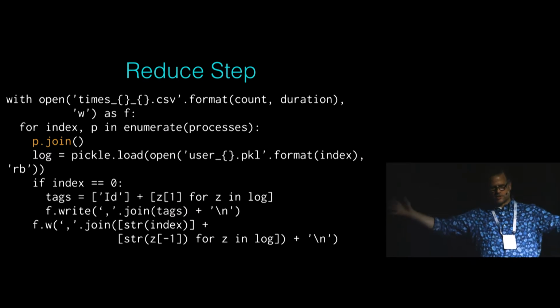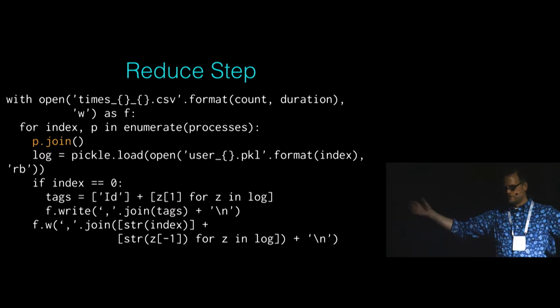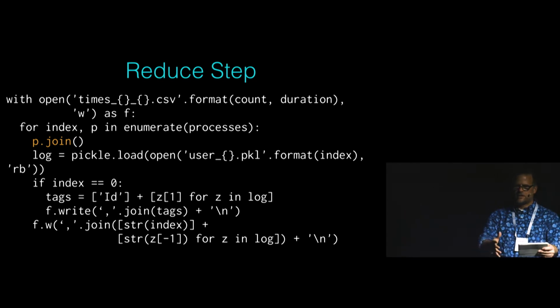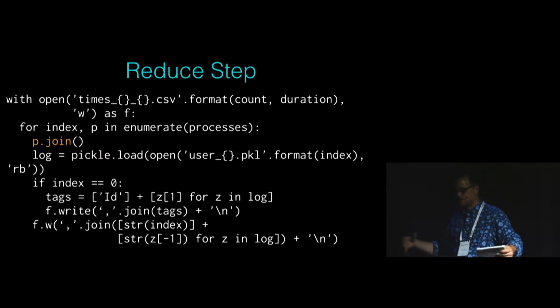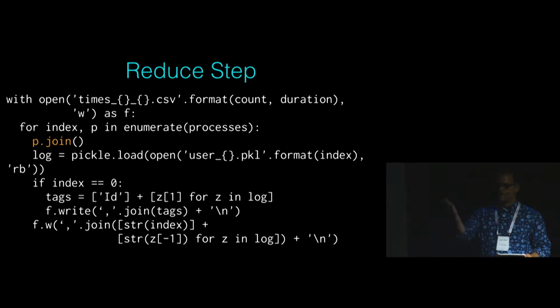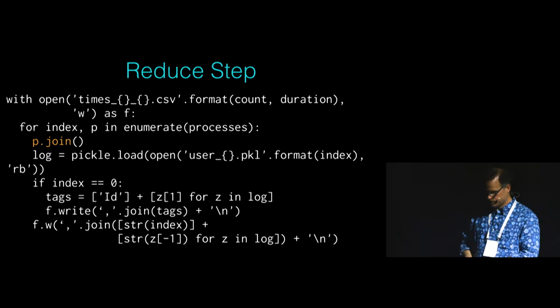Now that I've got all these processes running, they're going to do their thing, I need to actually collect the results. Or as in a map reduce, I'm doing the reduce step. So now I'm bringing back all the results together from these separate processes, and I'm generating a file. The p.join there is the actual multiprocessing process method that is blocking until the process has returned.